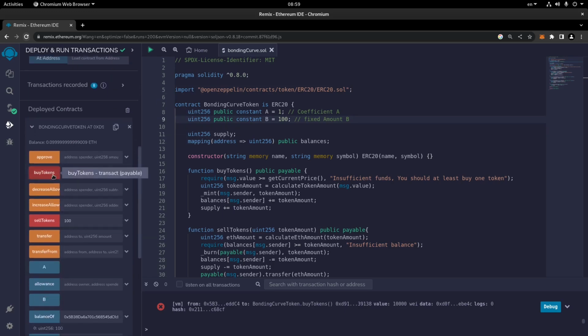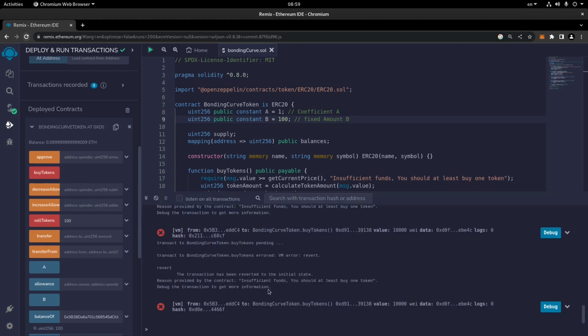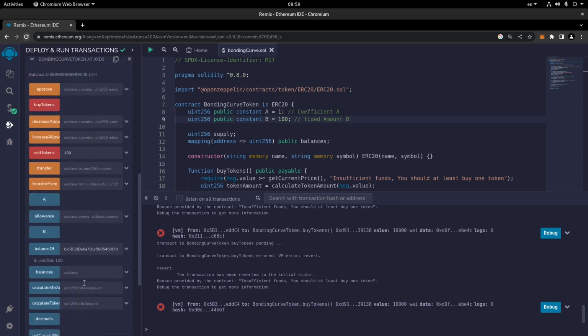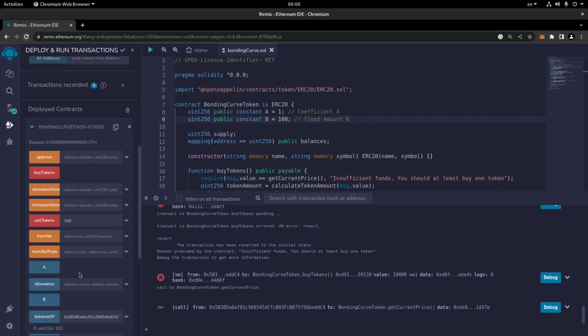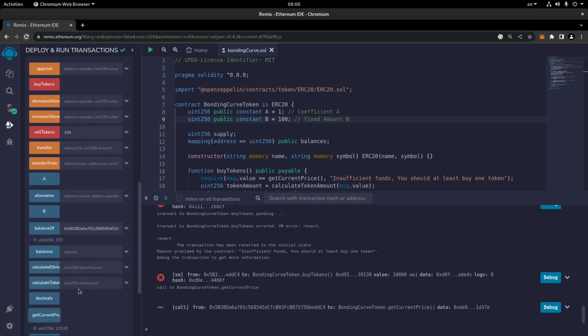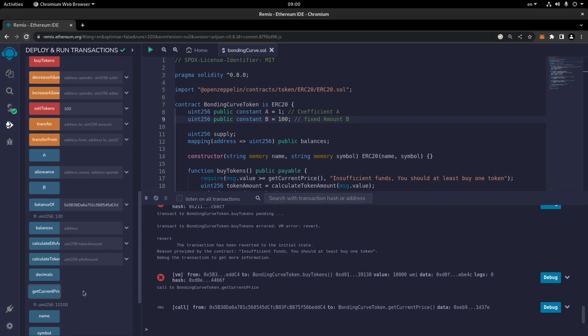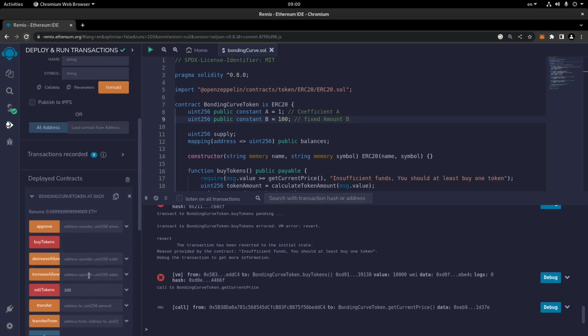10,000 wei, buy the tokens. So why are we hearing this? Insufficient funds, you should at least buy one. The price of the token has now increased a lot, and even 10,000 wei will not be enough. That is very interesting, because with this amount we bought 100 tokens, and right now we cannot even buy one token, right?